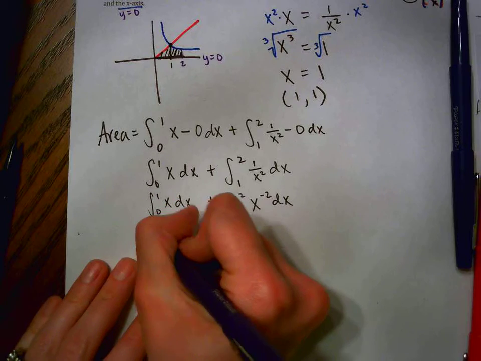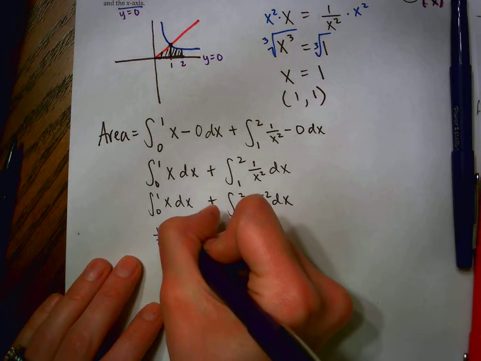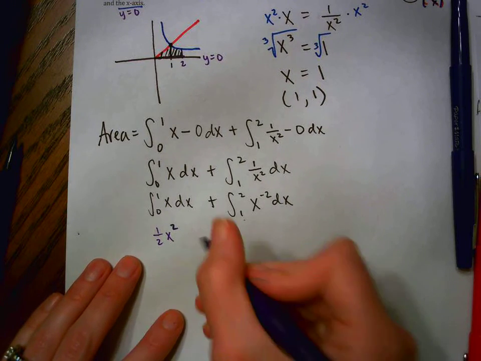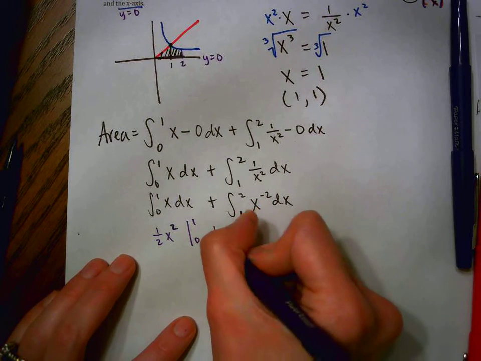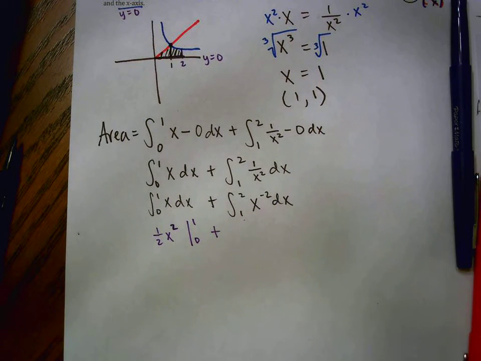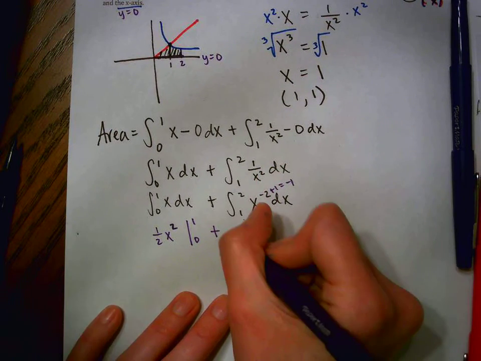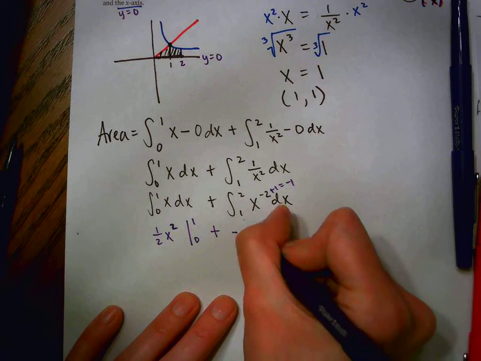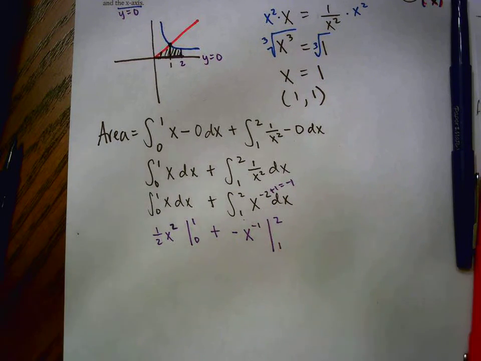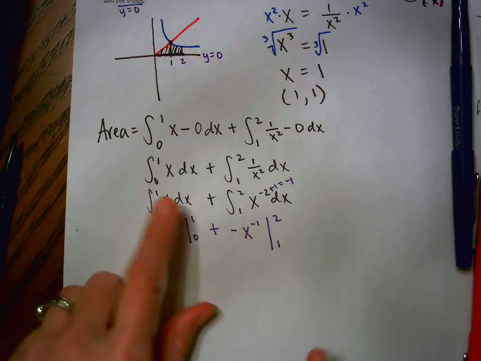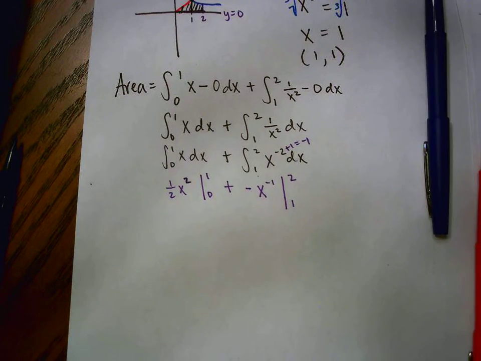So the integral of x is 1/2 x to the second power. And that's going to have the boundary 0 and 1. Plus integrate this one, add 1. It would be negative 1, divide the coefficient, so it's negative x to the power of negative 1 with the boundaries 1 and 2. So now I'm ready to do f of b minus f of a for the first one, and f of b minus f of a for the second one. Maybe I should color code this.